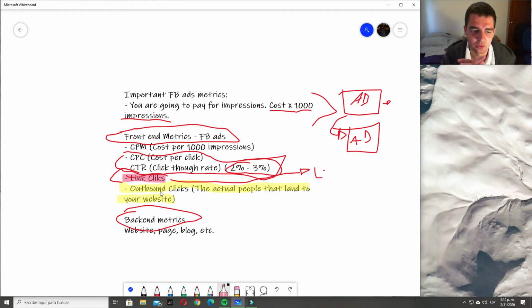Anything can happen, so you need to be aware of how many more outbound clicks you are getting, and how many more page views you are getting from those clicks. Facebook can tell you that.